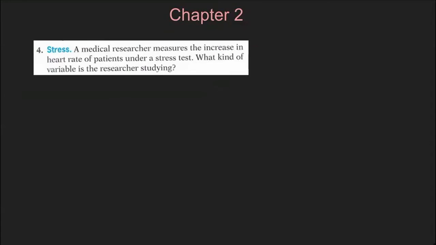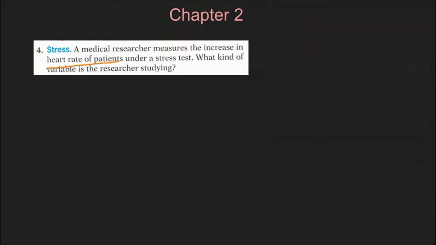Okay, so a medical researcher measures the increase in heart rate of patients under stress. What kind of variable is this researcher studying? So what do you think? What kind of variable is this going to be, quantitative or categorical? This is one you probably would have seen yesterday, this question. So what's the information they're collecting?